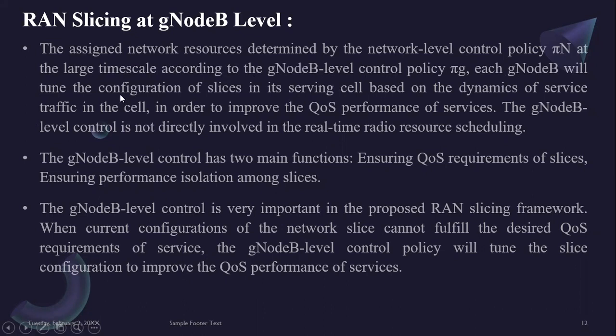Each GNodeB will tune the configuration of slices in its serving cell based on the dynamics of service traffic in the cell. In order to improve the QoS performance of services, the GNodeB level control is not directly involved in the real-time radio resources scheduling. The GNodeB level control has two main functions: ensuring QoS requirements of slices, and ensuring the performance isolation among the slices. The GNodeB level control is very important in the proposed RAN slicing framework when the current configuration of the network slice cannot fulfill the desired QoS requirements of services. The GNodeB level control policy will tune the slice configuration to improve the QoS performance of services.